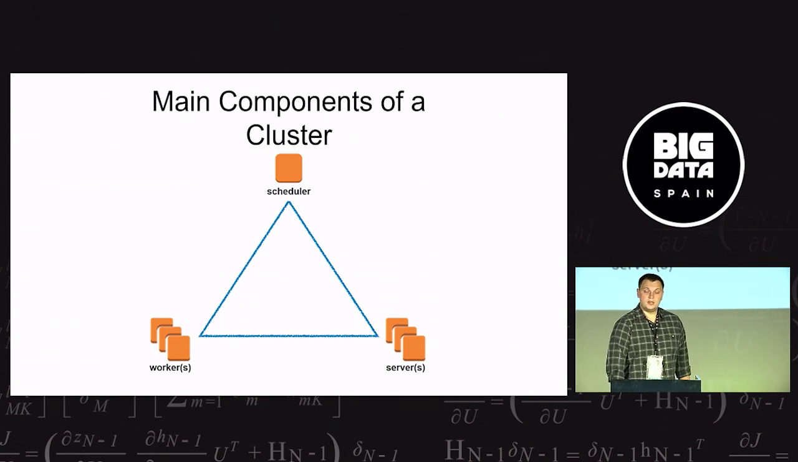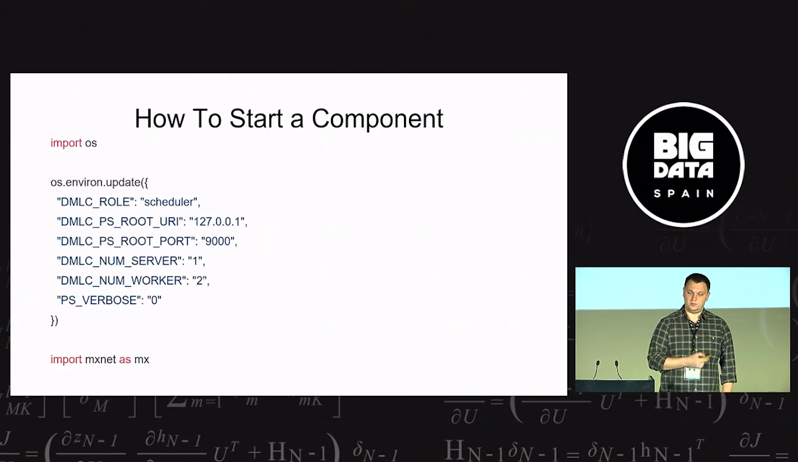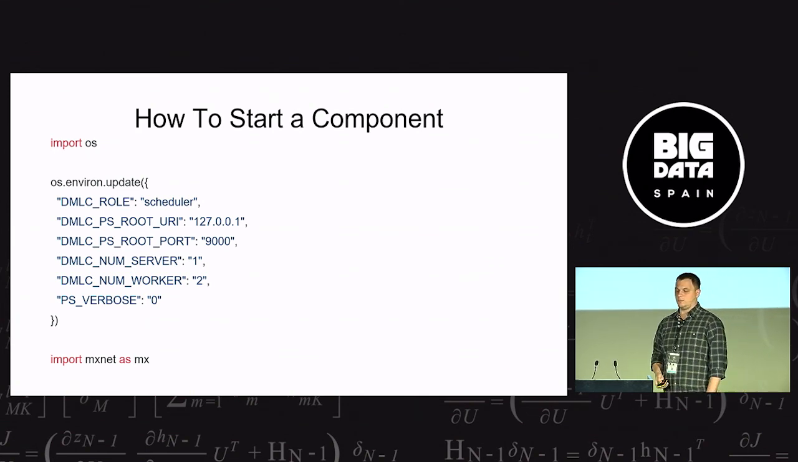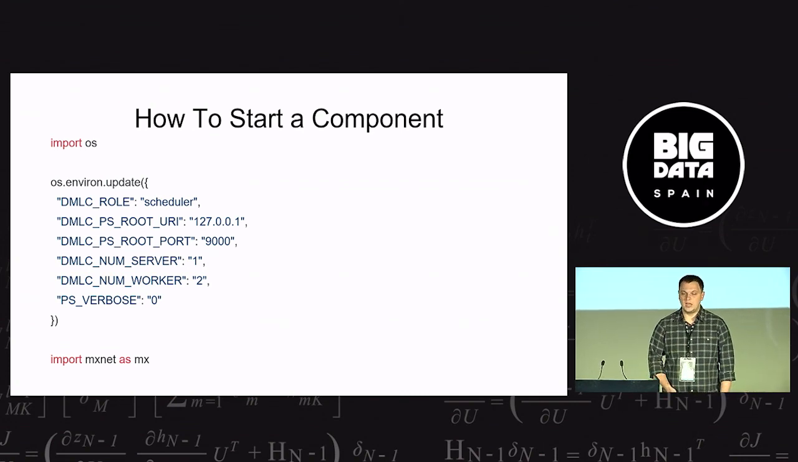Okay, now let's see how one can start any of these logical components. If you want to do it distributed and you want to do it today, here is how one can start any logical component of the cluster. Basically, when you're importing MXNet in Python, MXNet will check environment variables, and if you have set them up correctly, it will do all the work to spin up a particular logical entity.